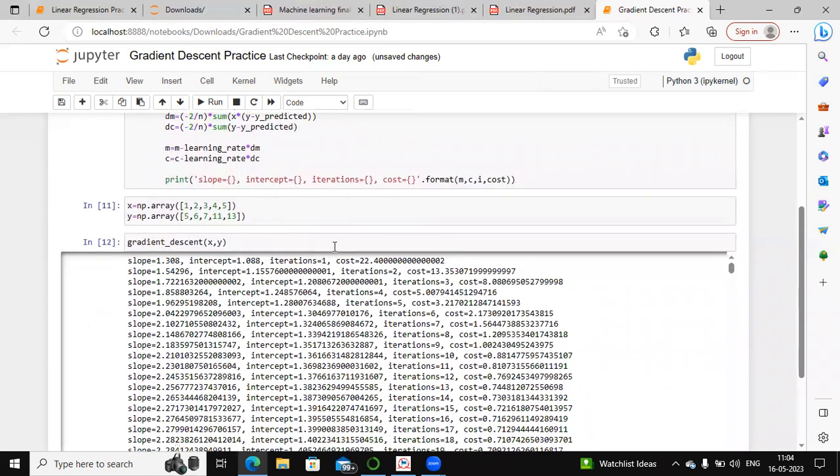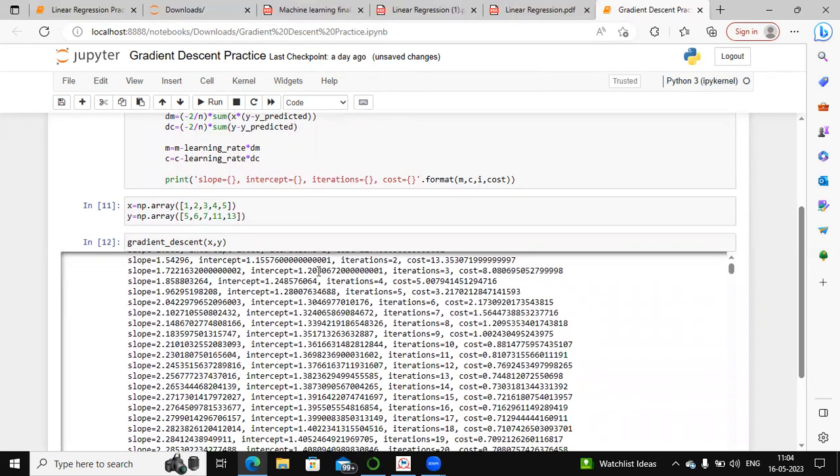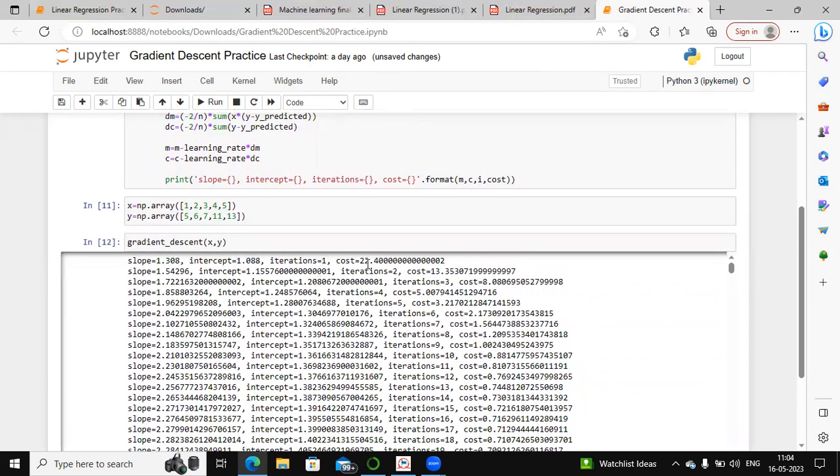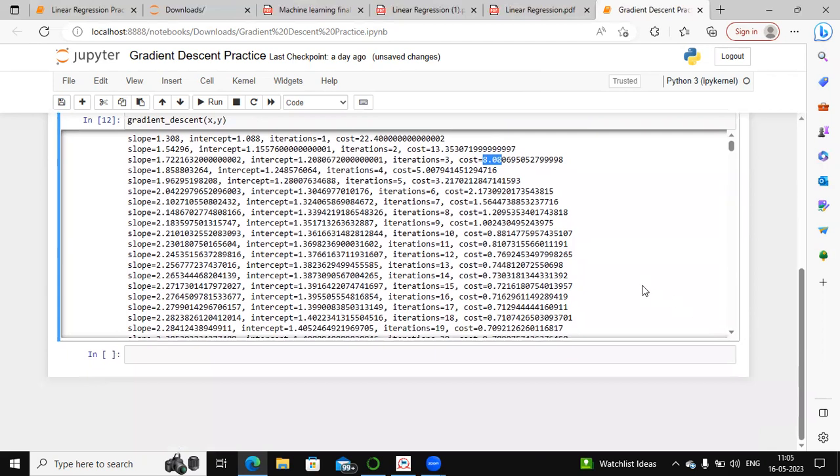Okay, so this is our first iteration. In the first iteration we got 22.4 as the cost function, the slope is 1.3, and the intercept is 1.08. In the second iteration and the further iterations, you can see the slope decreased. The cost function decreased, which means the error is decreasing. So 22, 13, 8, 5, 3, 2, 1, it's decreasing. You have to see the point where it starts increasing.